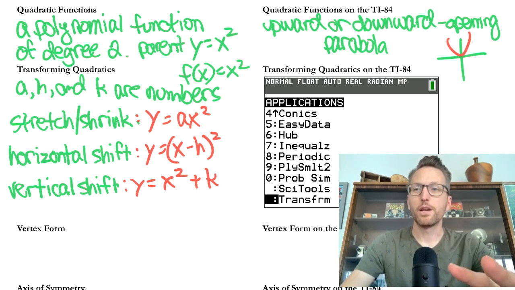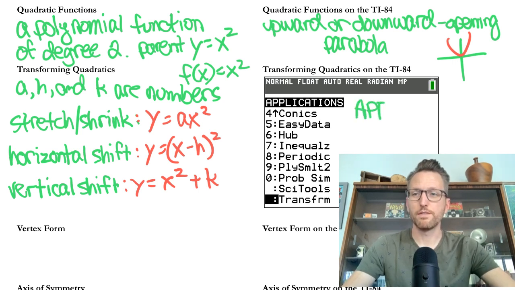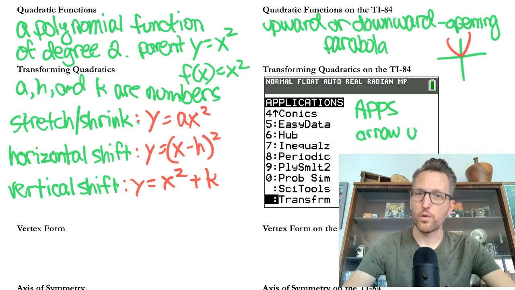Now, transforming quadratics on the TI-84. Just a quick note, you see the visual there, and we access this menu by pressing the Apps button, and then we arrow down. Now, since Transfrm is the last option, you could arrow up from 1, and you'll get there quicker.